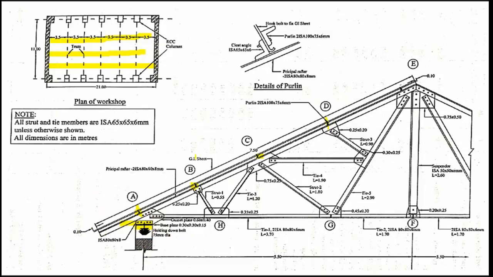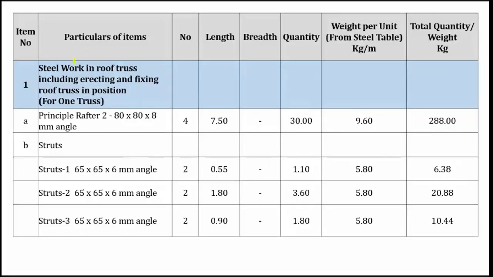So now we will start with the calculation of the quantities of this steel truss. As we have 5 trusses, we will calculate for one truss and multiply it by 5 so as to get the quantity for all the 5 trusses. So we will start with the calculation of quantities now.